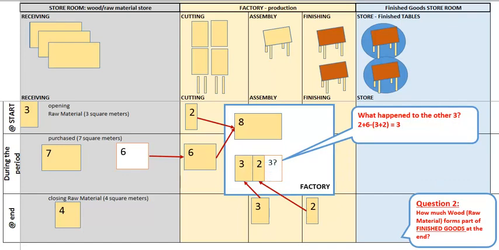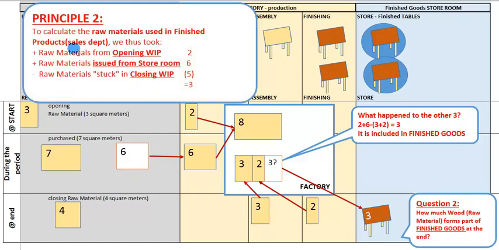Well, you guessed it, this other 3 was actually completed and is sitting as part of my finished goods. So, of all the wood that we had here, the 3, the 2 and the 6, only 3 square meters ended up in finished goods. So only the cost of this 3 square meters of wood is the only portion that will be included in the cost of production. Alright, and so that's the second principle.